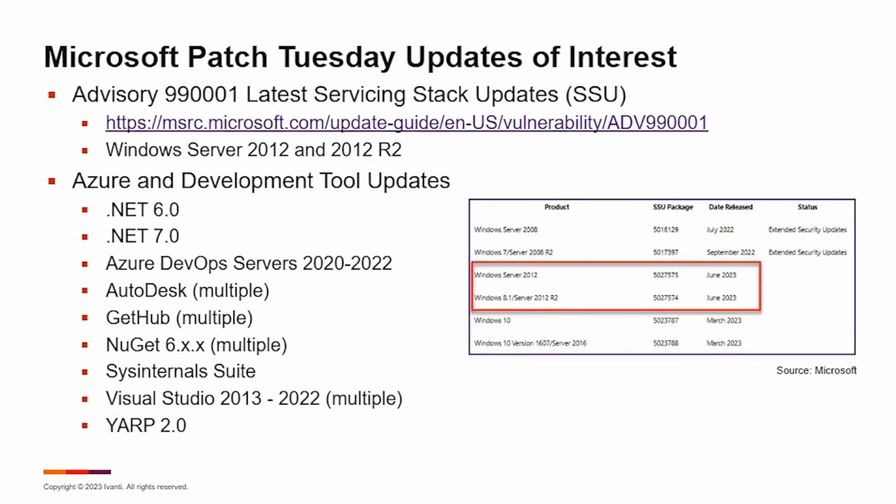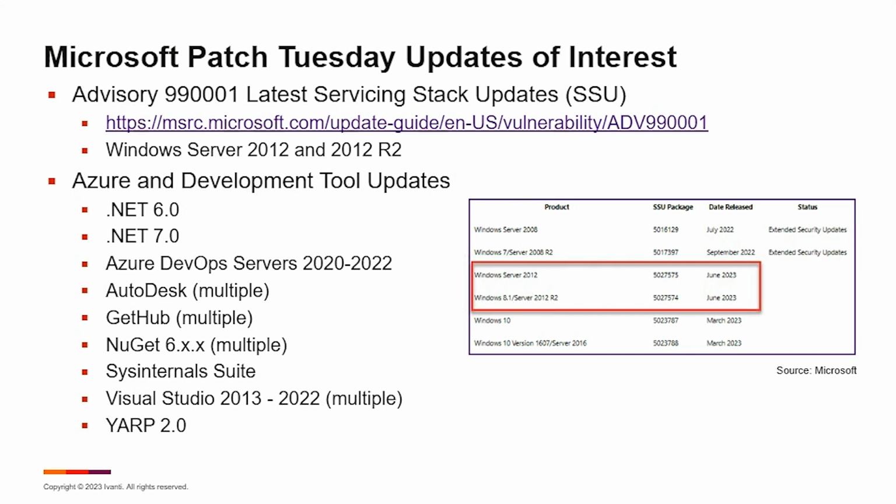And this month, there was a boatload of development tool updates. So for those of you who do know that you've got a lot of development going on in your organization, and especially for Azure DevOps and Visual Studio shops, make sure that your teams are aware that there were updates to .NET, to Azure DevOps, to those who are pulling in a lot more from GitHub, NuGet, and Autodesk through the Visual Studio integration. Multiple CVEs were resolved in each of those areas: the Sysinternals suite, Visual Studio itself, YARP 2.0. So a whole lot of updates to the development stack have gone into this month's update.